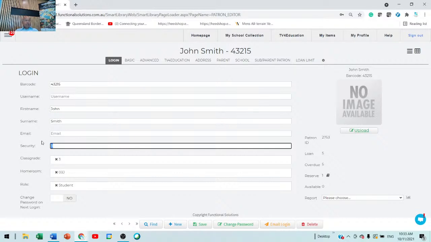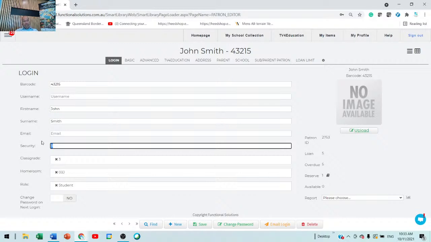My recommendation is that every student belongs in a year level. Okay, so why not make their security rating or security number same as their year level? So as an example, if he's a year 3, his security is 3. If he's 5, it's a 5. If it's a 9, it's a 9. If it's a 12, it's a 12. If it's a prep, it's a 0. Why would you do that?